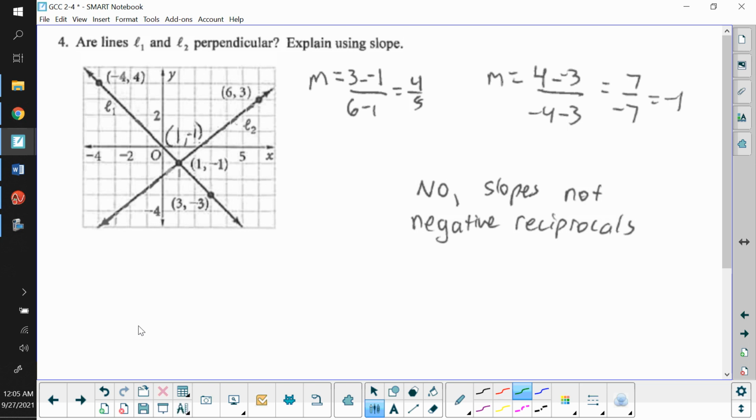Our slopes were not negative reciprocals. If one was 4/5, we would have been looking for negative 5/4 for the other, so therefore they were not perpendicular.